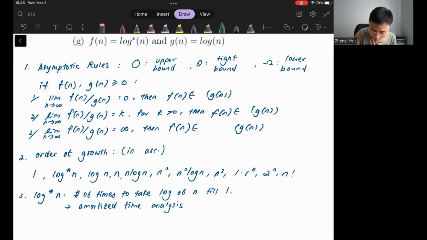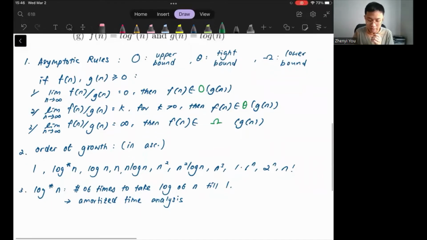And as for the second case, if you get some positive constant k, this means that the order of growth of f of n and g of n are similar. So f of n can be theta bounded by g of n. If you get infinity from the limit, this means that f of n grows much faster than g of n. In other words, g of n is an asymptotic lower bound for the order of growth of f of n. So this translates into a big omega bound.